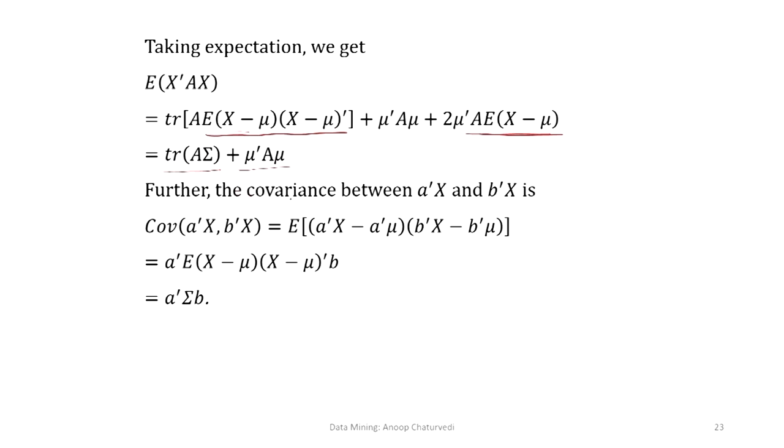Further, you can easily obtain the covariance between a transpose x and b transpose x. So, covariance between a transpose x and b transpose x is equal to expectation of a transpose x minus, we take expectation of a transpose x equal to a transpose mu here, into b transpose x minus expectation of b transpose x, which is b transpose mu. And then we write it in the form a transpose x minus mu, and we write this term as x minus mu transpose b. And then we take expectation. So, we get sigma here. So, the final expression is a transpose sigma b. So, the covariance between a transpose x and b transpose x is a transpose sigma b.